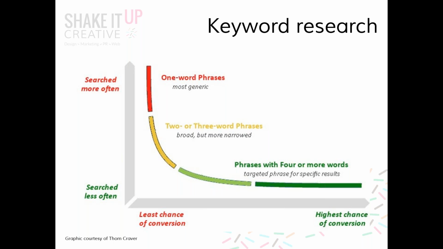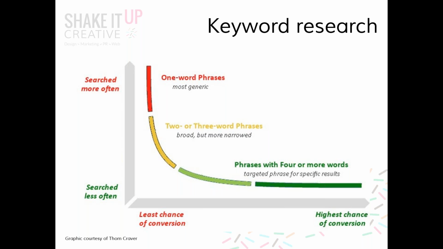phrases. During your research, you want to identify terms that have a high number of search queries yet low competition. If you look at the diagram on the screen, you can see that the one-word phrases, single keywords, are very generic. They might be searched a lot of times, but there's also going to be a lot of answers, a lot of websites listed in response to those searches.